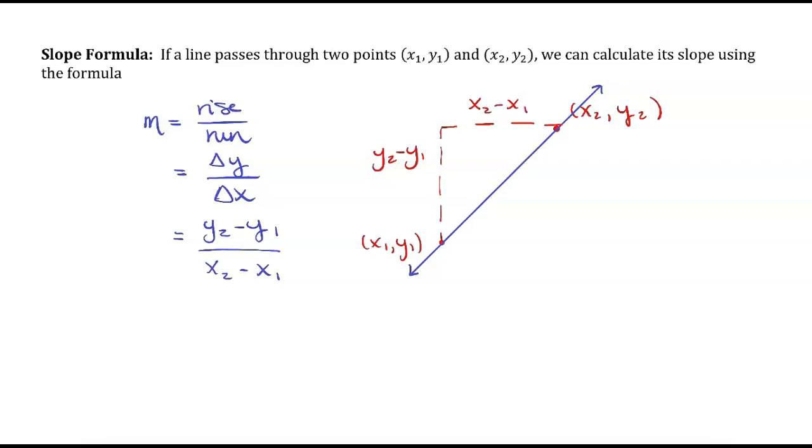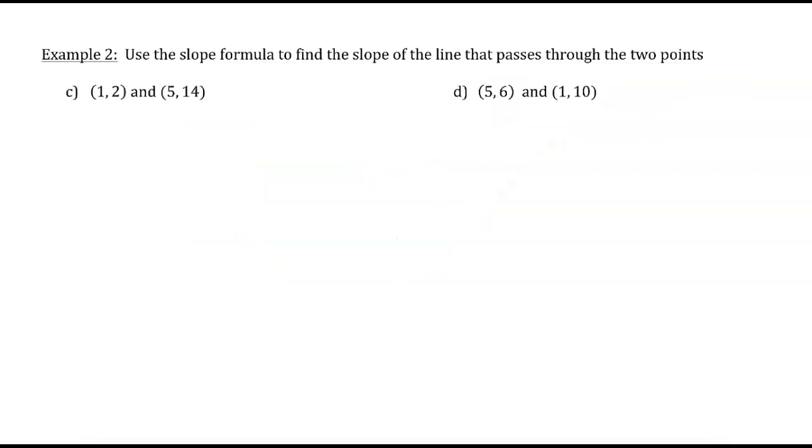In other words, delta y can be calculated using y2 minus y1, and delta x can be calculated using x2 minus x1. Substituting those into our slope equation that we had before gives us this slope formula. Let's practice using it in example 2. In example 2, we're going to use the slope formula to find the slope of the line that passes through 2 given points. Let's look at part C.